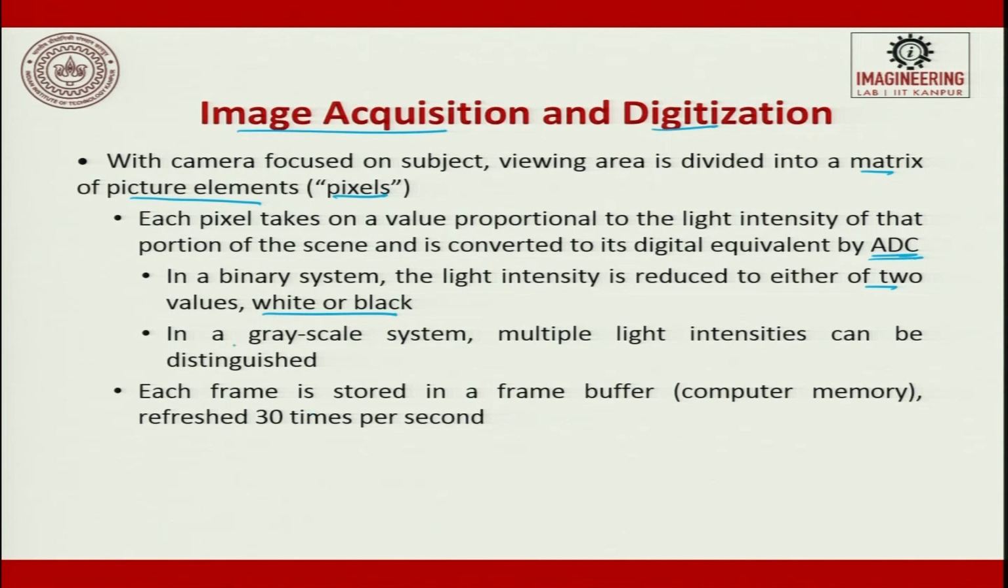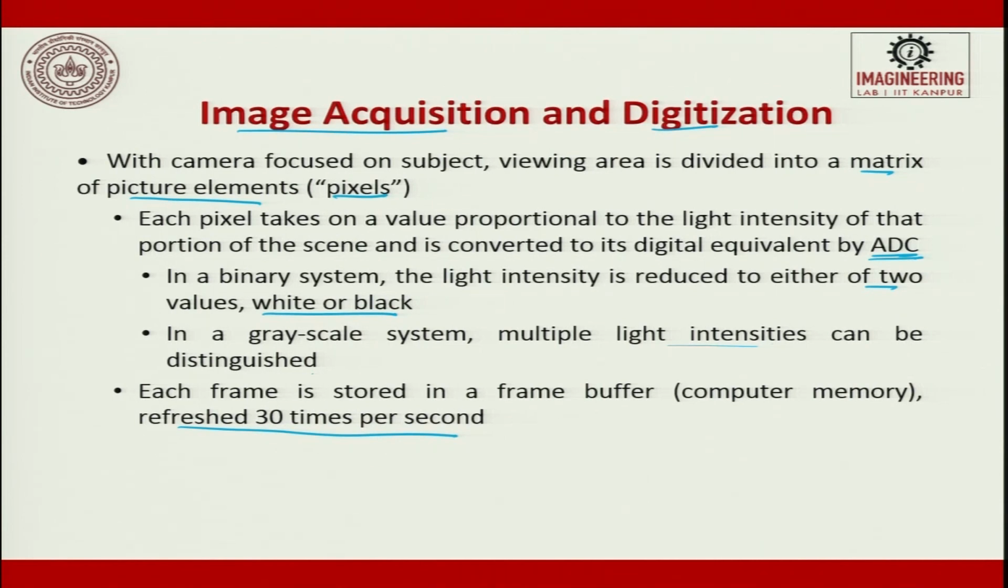The next one is the grayscale system. Multiple light intensities can be distinguished. Each frame is stored in the frame buffer which refreshes 30 times per second. This is very important. Suppose it is a static object, fine.